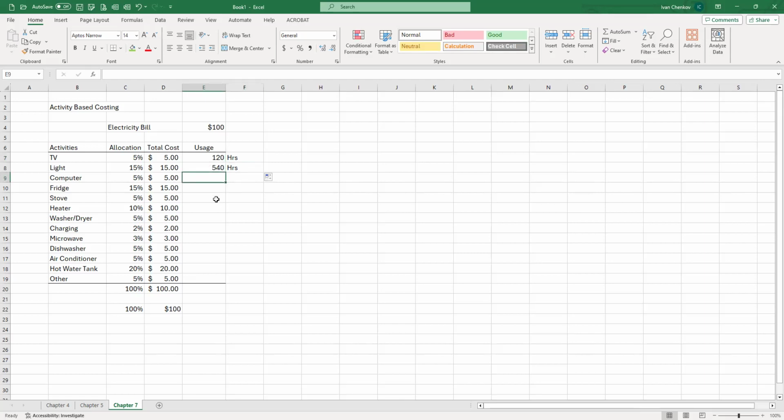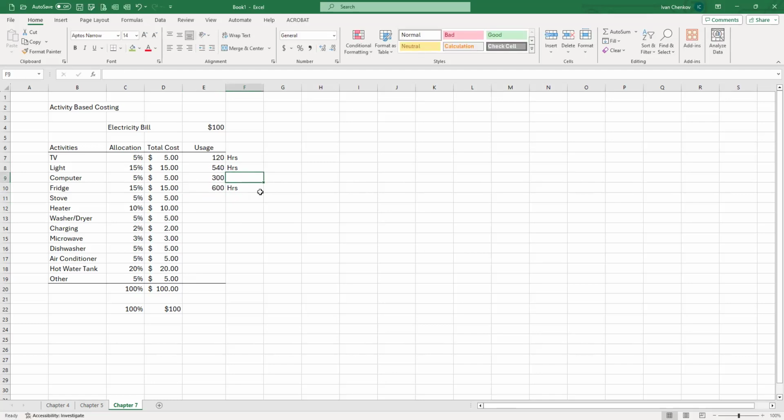Now computer, we're still going to stay with hours, correct? How many hours are you using the computer at home? Five hours? Yeah, let's go with that. 5 hours times 60. That's 300 hours. Five is good, right? Fridge. Fridge working probably 10 hours per day. So 10 times 60 days, 600 hours on the fridge.